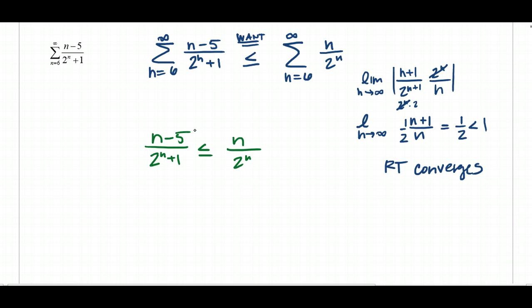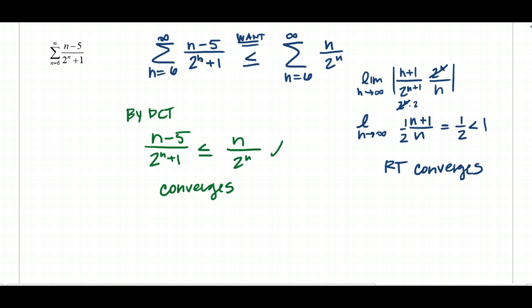And again, as we get better with fractions, we're going to notice that this inequality holds true. Because if I want the thing on the left side to be smaller than the thing on the right, well, I need the numerator to be smaller. So n minus 5 is going to be smaller than n, since I'm subtracting 5 from that n quantity. The top is smaller. And I want the bottom to be bigger. So 2 to the n plus 1 is bigger than 2 to the n. So this inequality definitely holds. So because this is true, by the direct comparison test, this original series also converges.